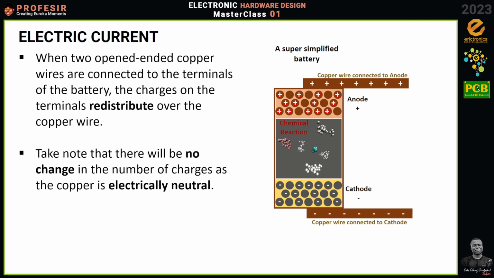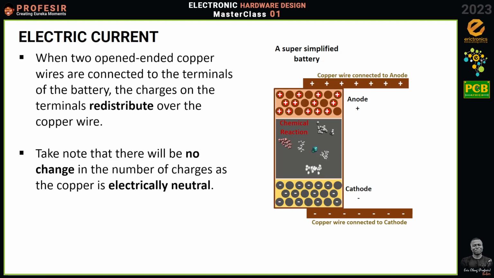Why am I saying this? You see, this copper that we added was electrically neutral. It had equal number of protons and equal number of electrons. Let me put it like this: it has equal number of ion cores and electrons. So it wasn't electrically charged. So was the one that we connected at the anode. So by adding this copper to the terminals, we don't introduce any charges, okay?